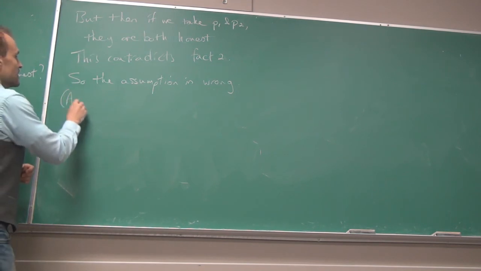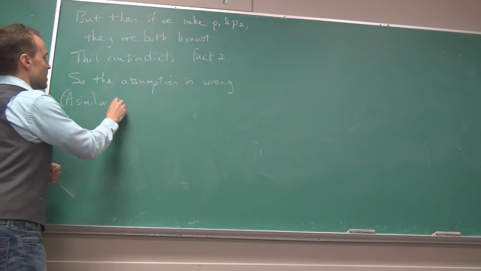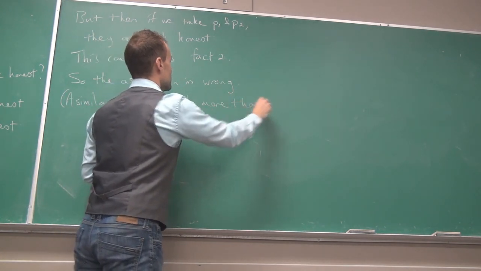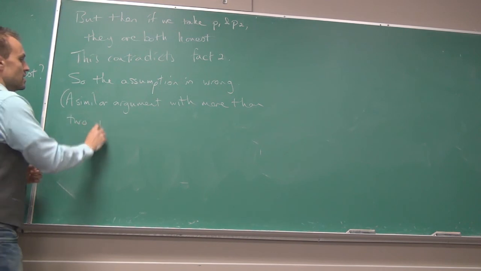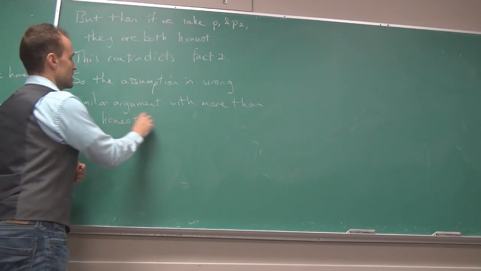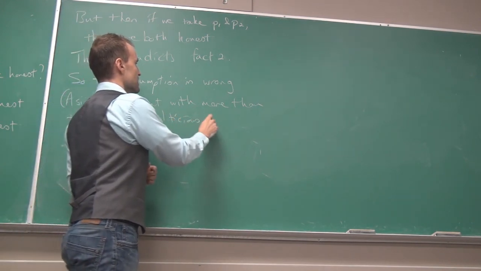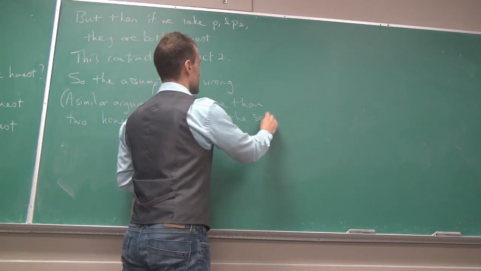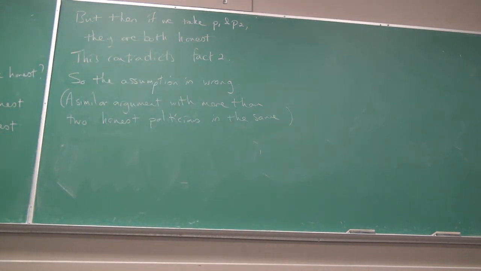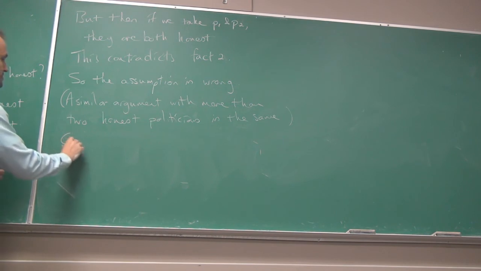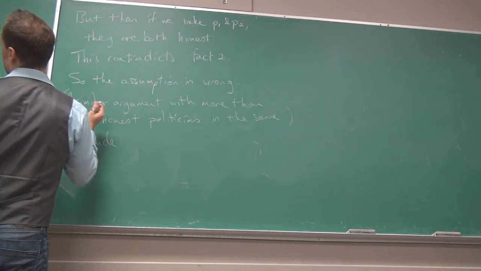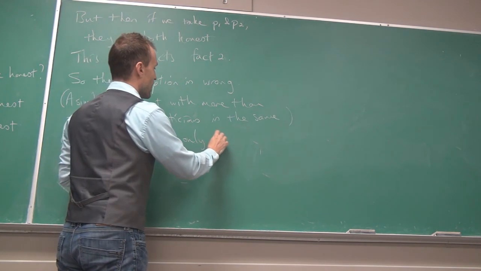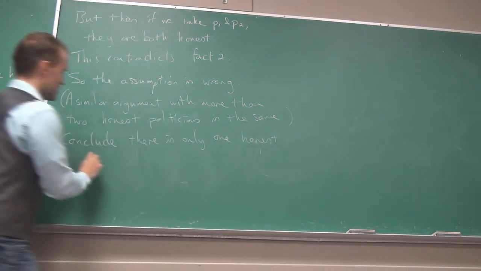So let's say here a similar argument with more than 2 honest politicians. A similar argument is the same, leads to the same conclusion, that it would contradict that fact too. So we conclude, I have to have 1 honest politician, conclude there is only 1 honest politician.